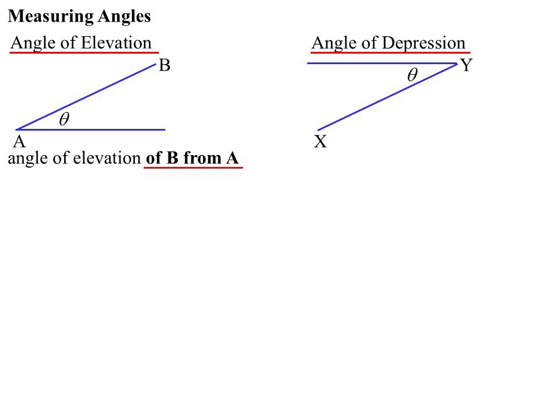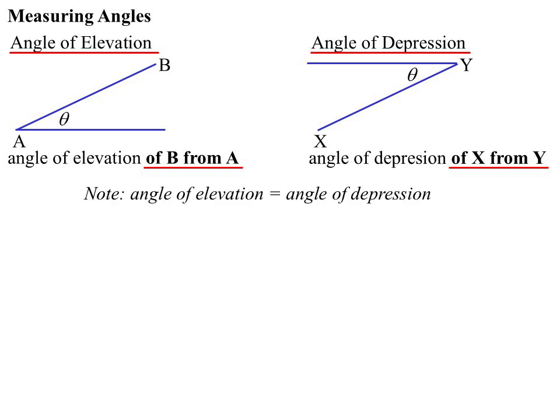We have angles of depression. That's where we lower from the horizontal. So this one will be the angle of depression. Again, it's from Y. That's where the angle is, of X from Y. And angle of elevation will always equal the angle of depression, because if you were to slide those two pictures together, you get alternate angles with parallel lines.